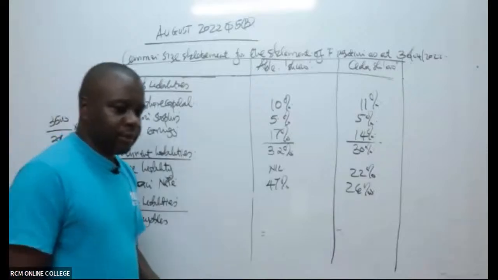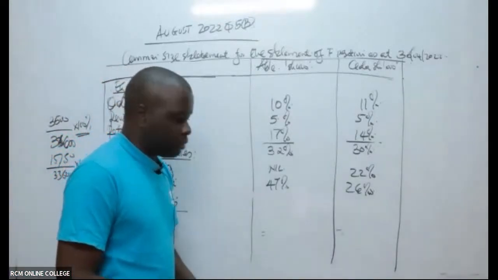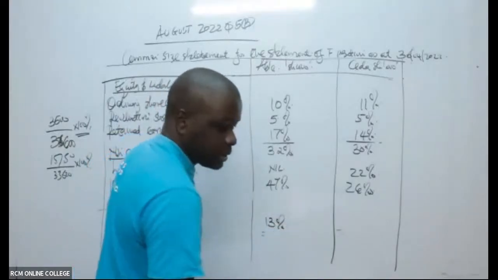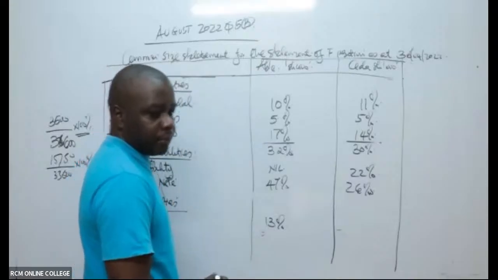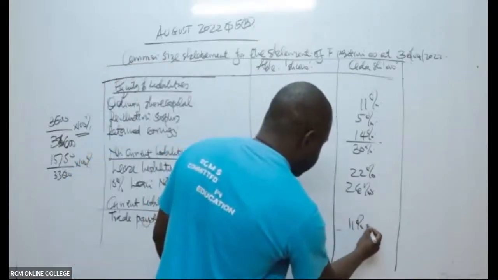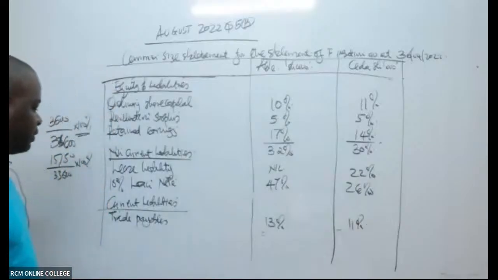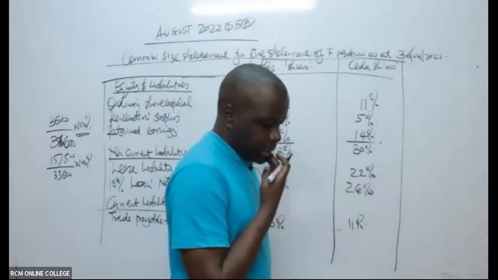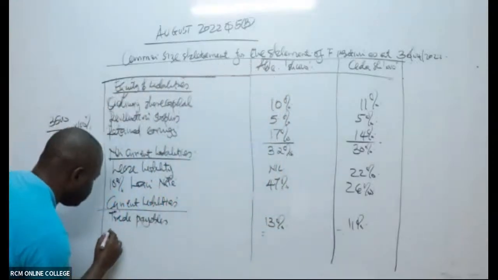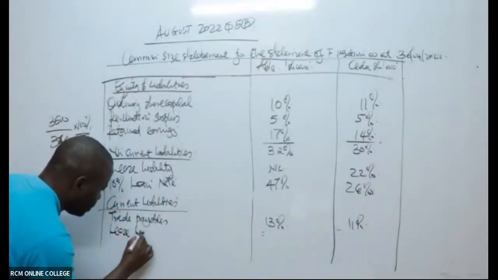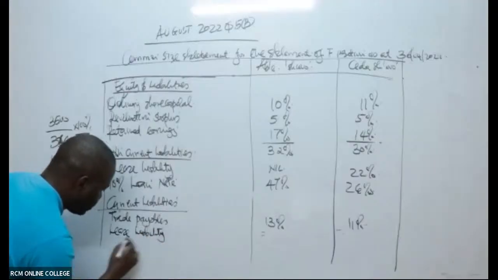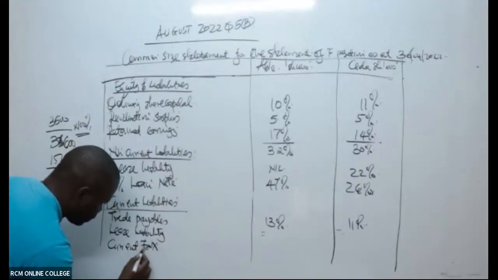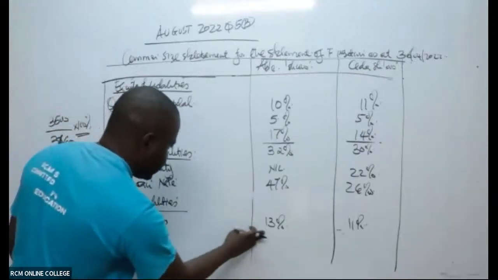So I can see 13%. There is 13%. And what percent? 13% and 11%. So after trade payables, we have lease liability and current tax. Then, of course, you have current tax, the tax in the current year. It is not deferred tax, but it's the tax in the current year.